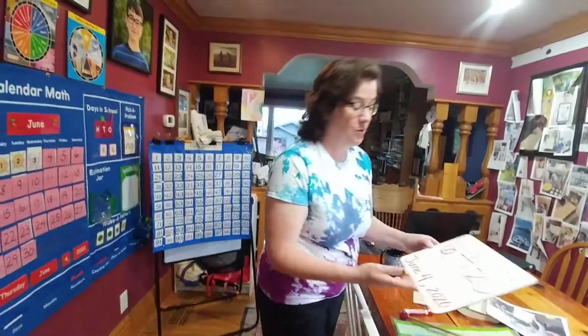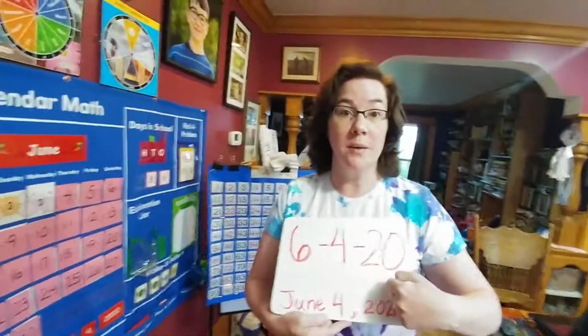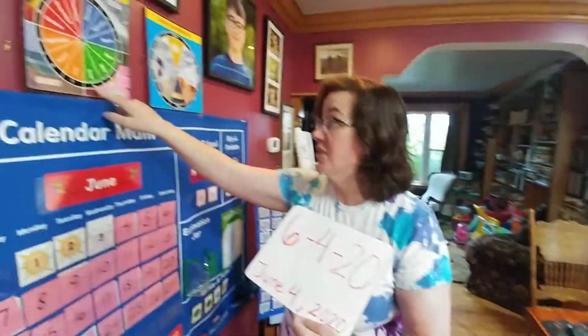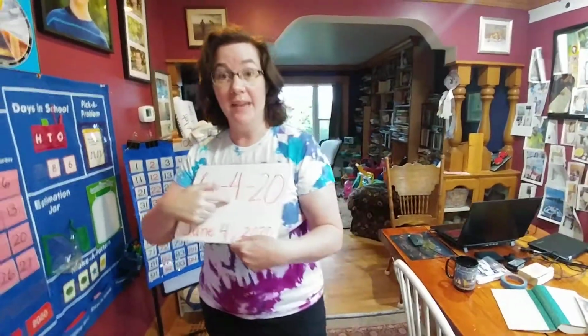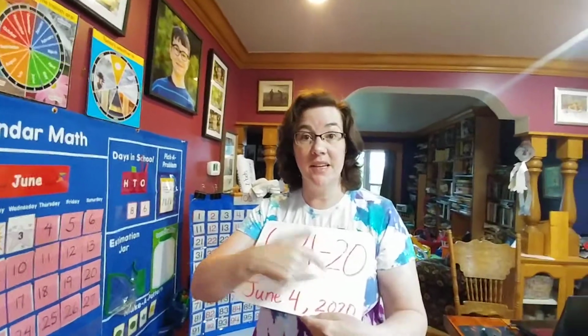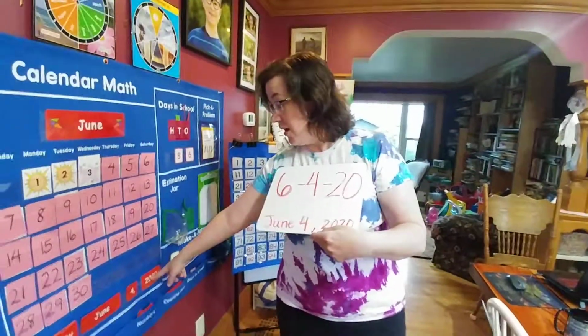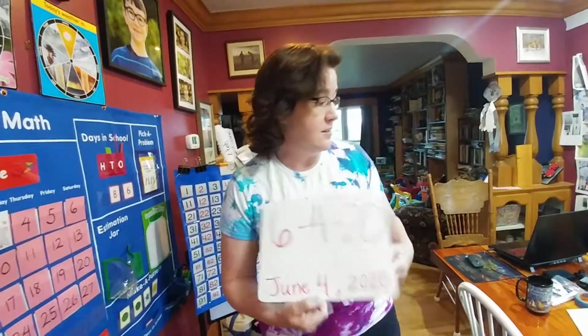An abbreviated way to write June 4th, 2020 is 6-4-20. The 6 represents our month, June. June is our 6th month. The 4 represents the day. Today is June 4th. And the 20 represents the year. Today is June 4th, 2020. The 20 is the last 2 digits in 2020.